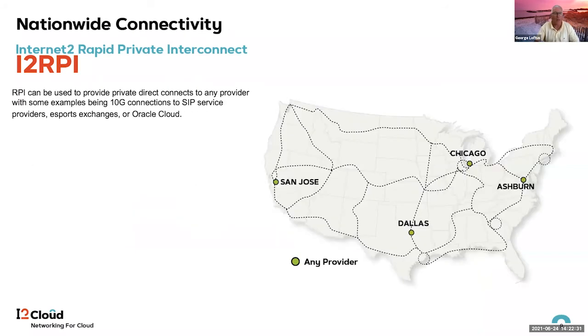And again, RPI is available in those same 4 cities: Chicago, Ashburn, Dallas, and San Jose. I think you may know that we're doing a significant upgrade to our network that will be done toward the end of this year. At that time, we may have the ability to open up 2 or 3 more sites around the country where we'll be offering both Cloud Connect and RPI access for members.